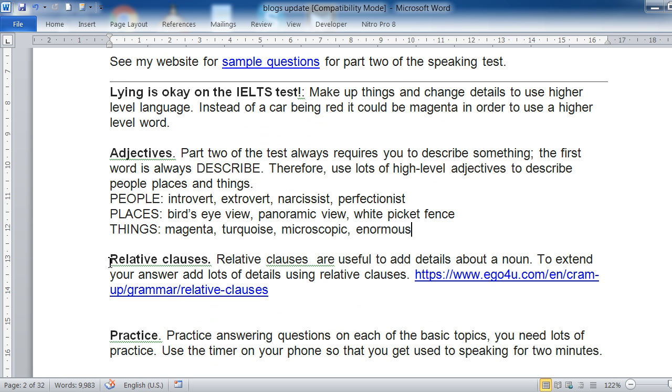Another idea is to use relative clauses. Relative clauses are useful to add details about something. These are words like who, which, and then. So, for instance, if we're describing an old person who we respect, we might say Tom is a person who is very introverted and seldom goes out. Okay, so we use the relative clause who in order to link the extra information about being introverted.